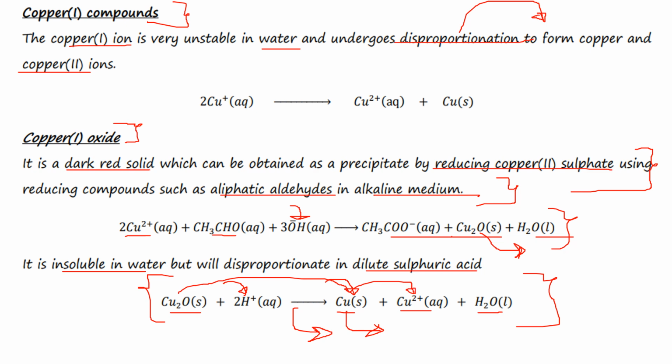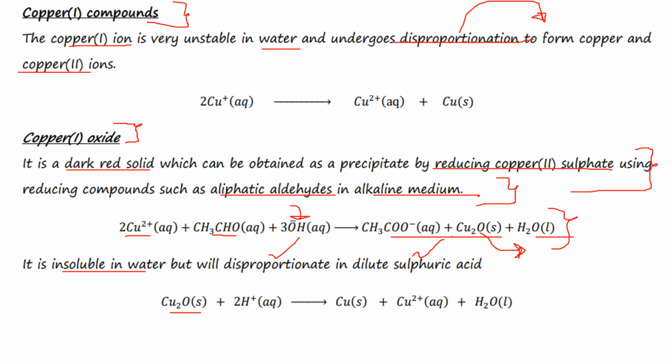And that's why we are saying that copper 1 oxide is insoluble in water but disproportionates. That means that it undergoes both oxidation and reduction when placed in acidified medium, such as dilute sulfuric acid. So this is the ionic equation, but you'll find some books giving you the molecular equation, but the ionic equation is the better one to balance and the better one to write up.